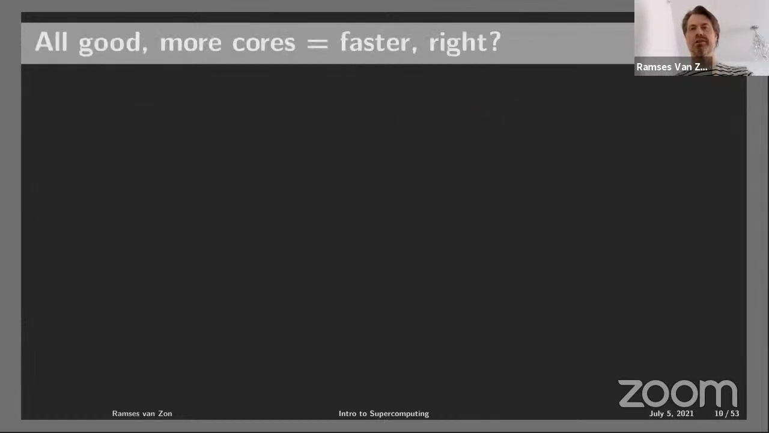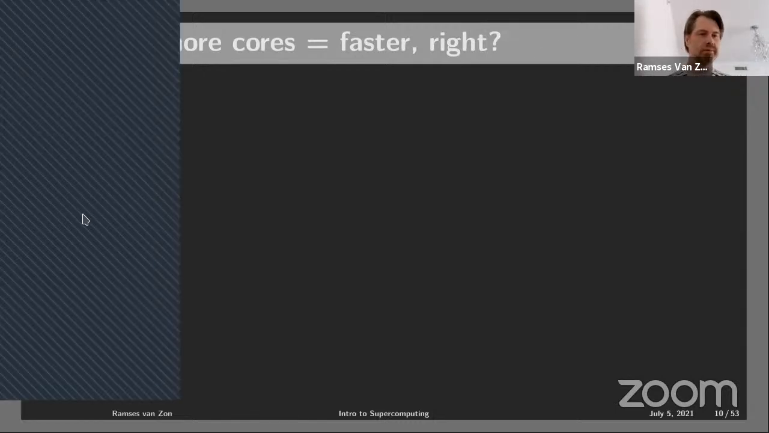Let's see if there's any questions here. I see some questions about how to log into the cluster, but I'll talk about that later. If you can try it out, the instructions are on the website, but I'll go through that in a little while.